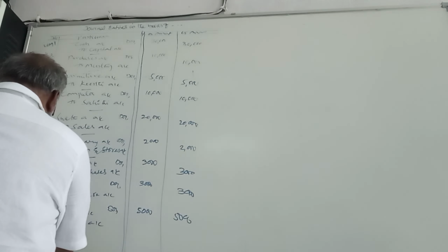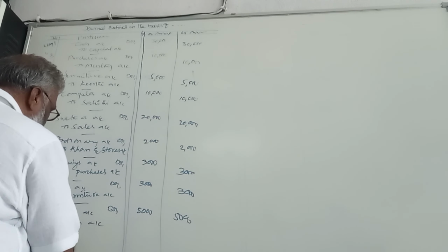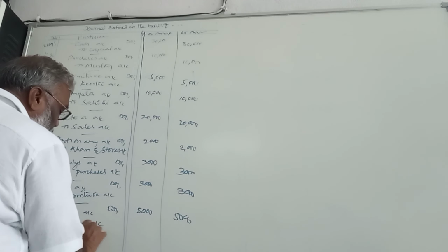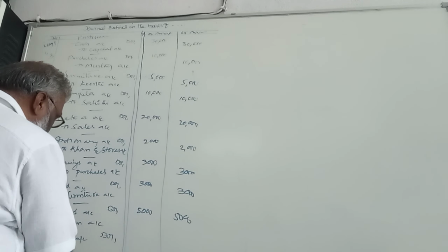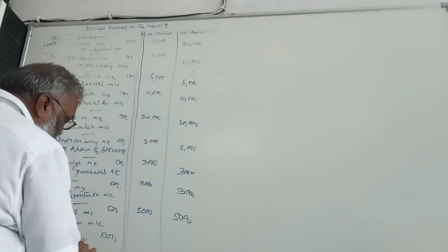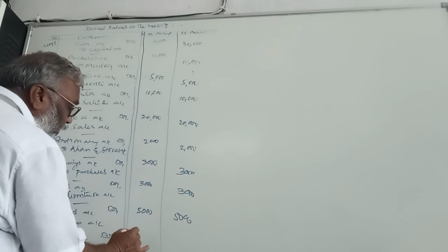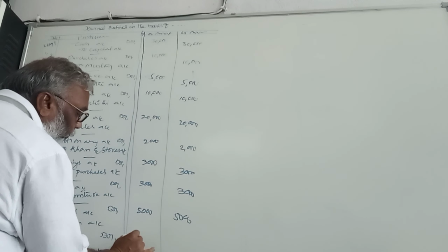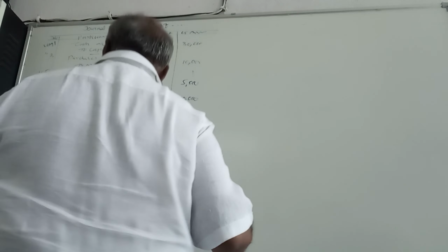Next, 19. Cash deposit into bank. General transaction. Cash is going out. Who is receiving the cash? Bank is receiving the cash. That is why bank account debit to cash. Amount is 6,000.